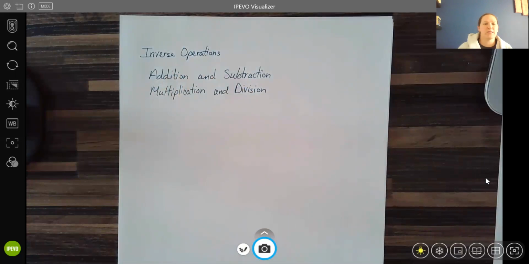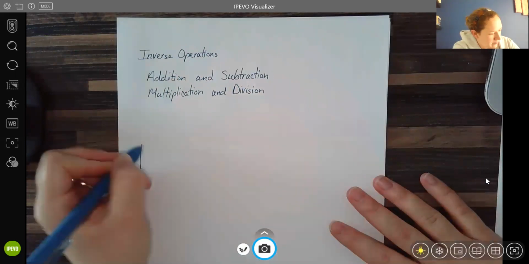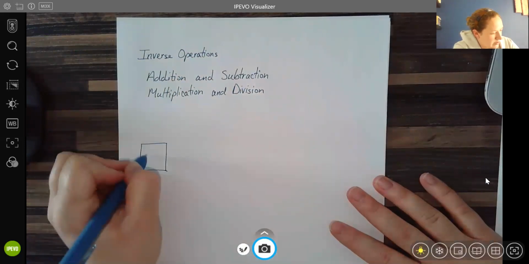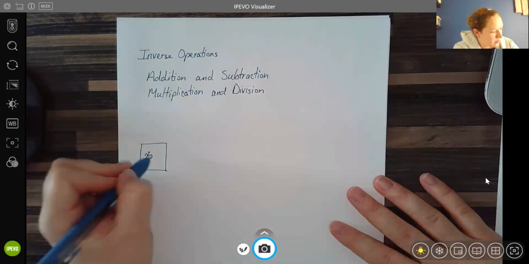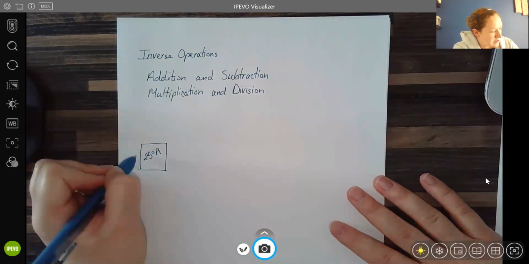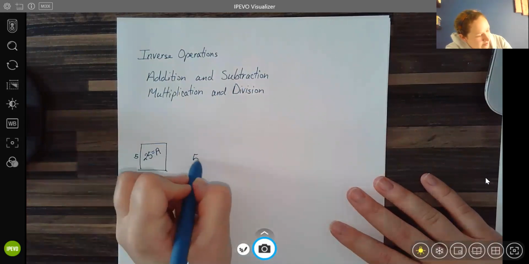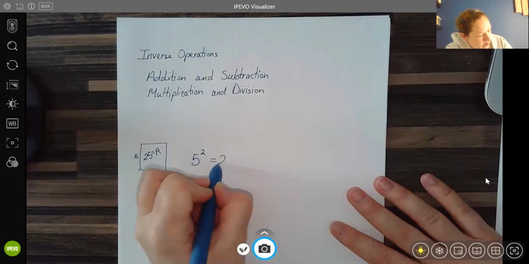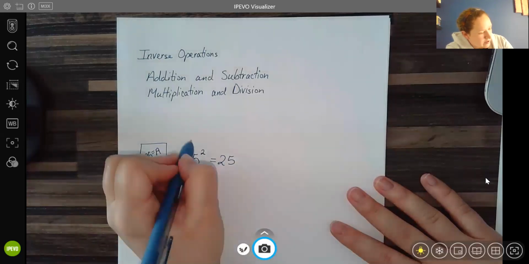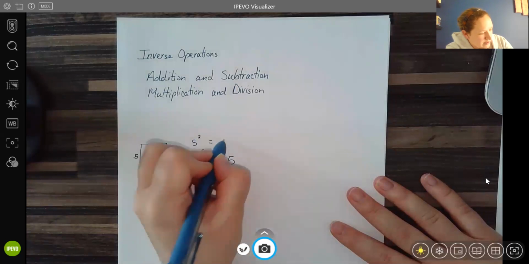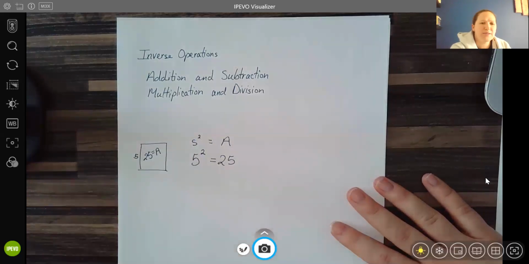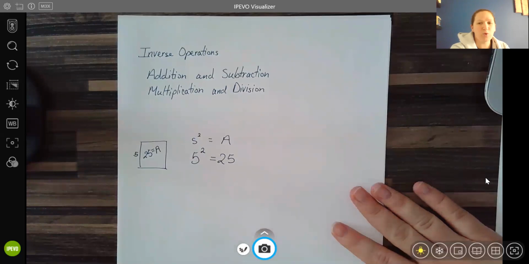Okay, and so that idea is really helpful to us when we're dealing with square roots. Okay, we had a square where the inside was 25 units squared. That was our area. And our side length was 5. Okay, so if we know 5 squared equals 25, this is our side length squared, and that equals the area. But sometimes we're going to know the area and we want to work backwards to find the side length.